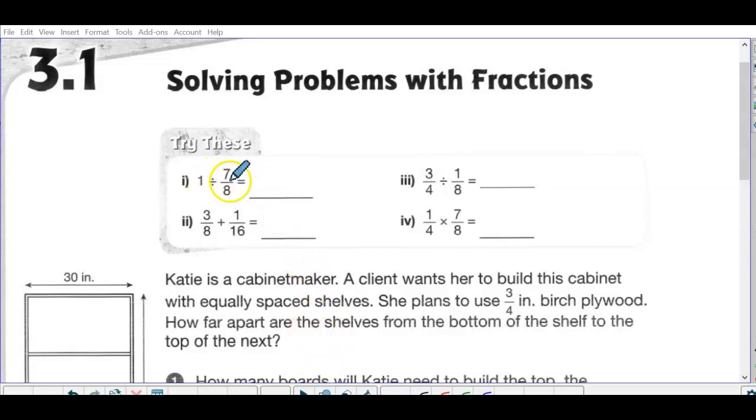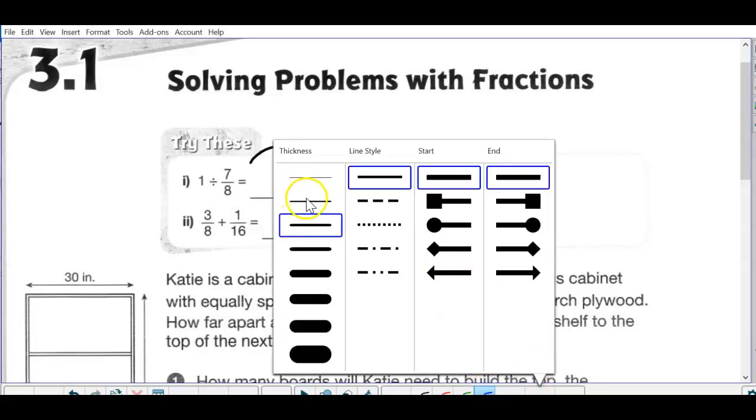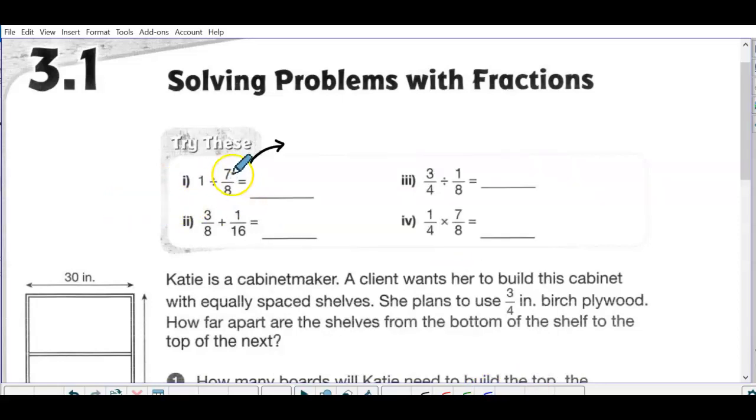Review of dividing fractions. So remember, I'm going to change this to blue. You want to flip the divisor. So the mathematical word is take the reciprocal. So that'd be 1, and then you multiply by that reciprocal. So that's 1 times 8 over 7. That's just going to be 8 over 7. 1 times anything is itself.